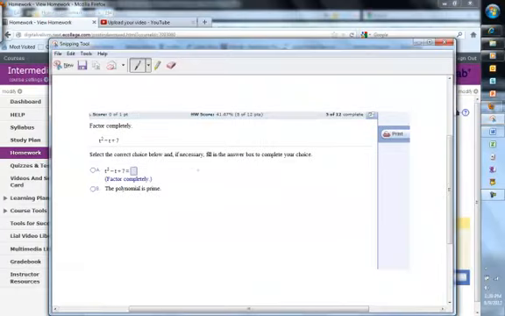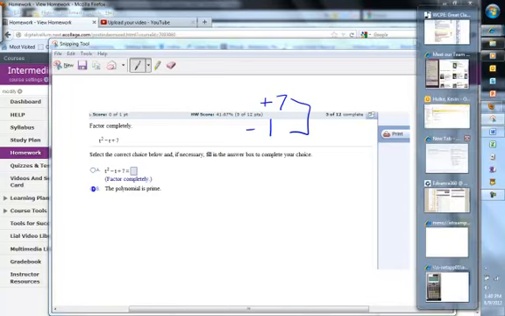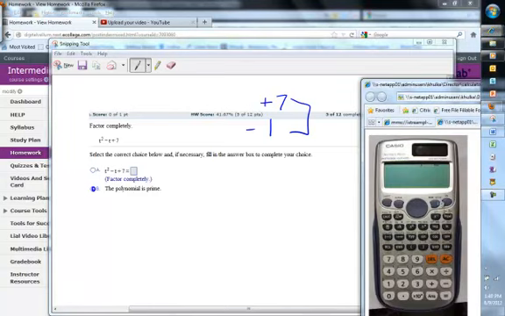Number 6. Now we're into factoring. Okay, t squared minus t plus 7. So we're looking for two numbers that multiplied equal positive 7 and added equal negative 1. Those numbers don't exist, so this equation is prime. Let's use our calculator, and I'll show you how to do this on your calculator.